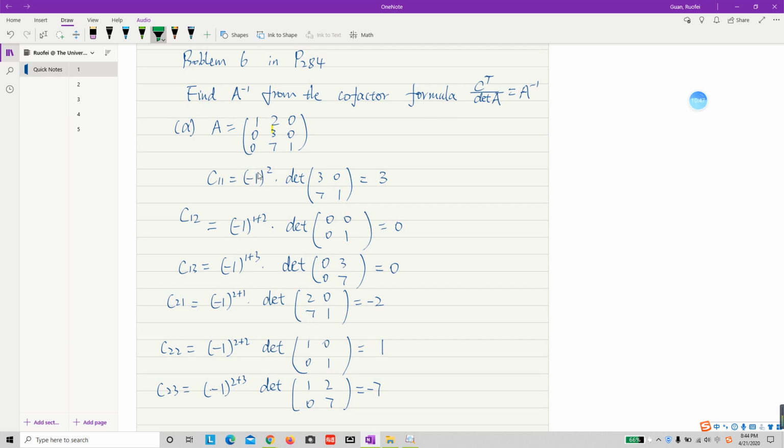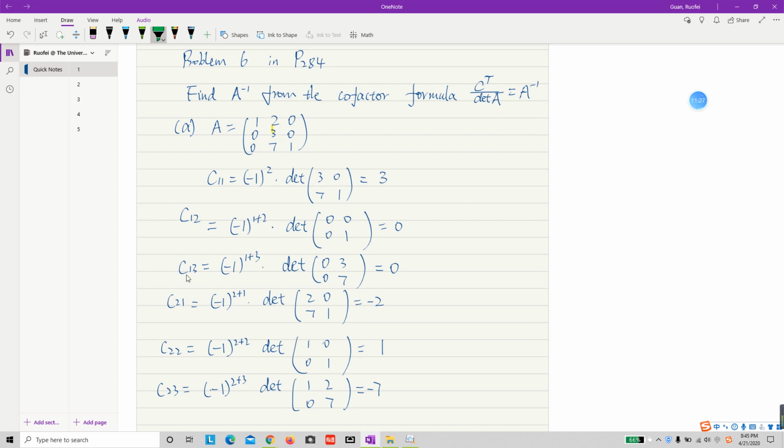It is minus 1 to the power 2, where this 2 is 1 plus 1, times the determinant. Remove the first row and the first column, we get 3 0, 7 1. So it is minus 1 to the power 2 times determinant of 3 0, 7 1, so it is 3. And C12 is minus 1 to the power 1 plus 2 times the determinant. Remove the first row and second column, we get 0 0, 0 1, so it is 0.